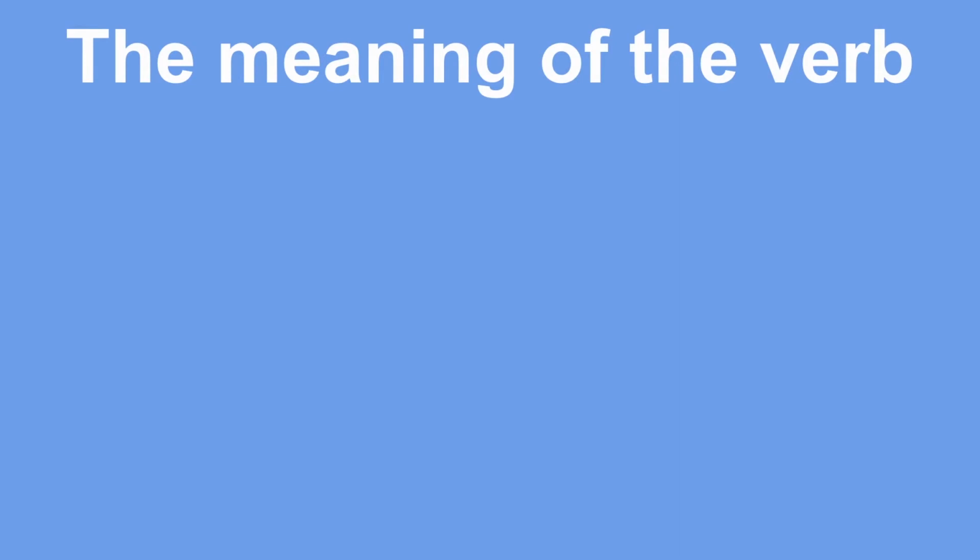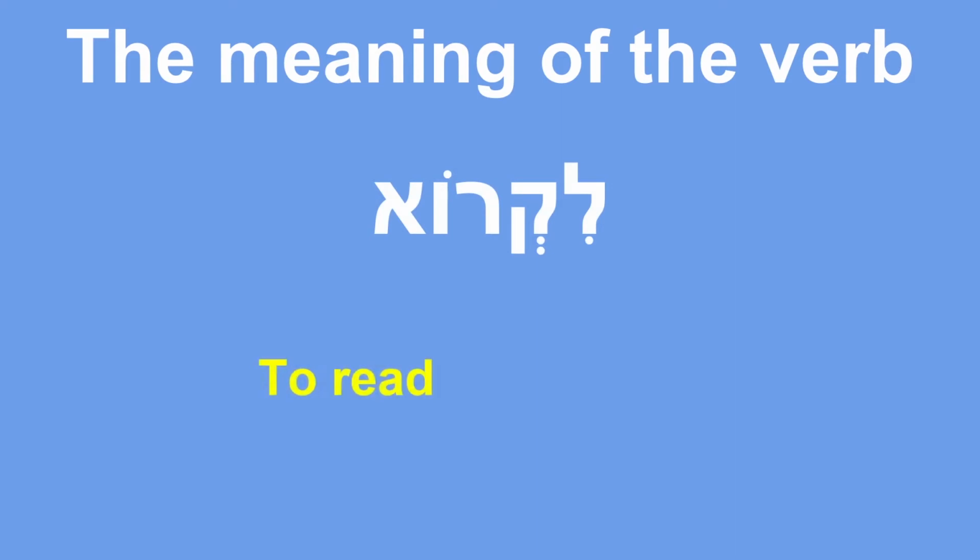So first of all, let's find out what the meaning or meanings of the verb likro are. First of all, it is the verb to read. It can be to read an article, to read a book, to read whatever. Or to call. And I'm not talking about calling by phone, but rather calling someone to come, shouting his name and telling him to come. So this is also the action, likro.